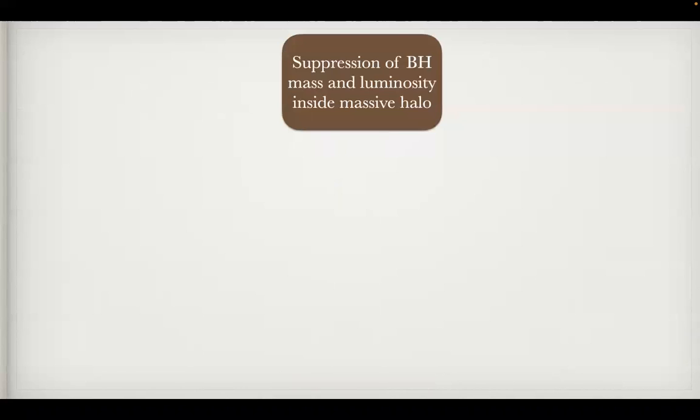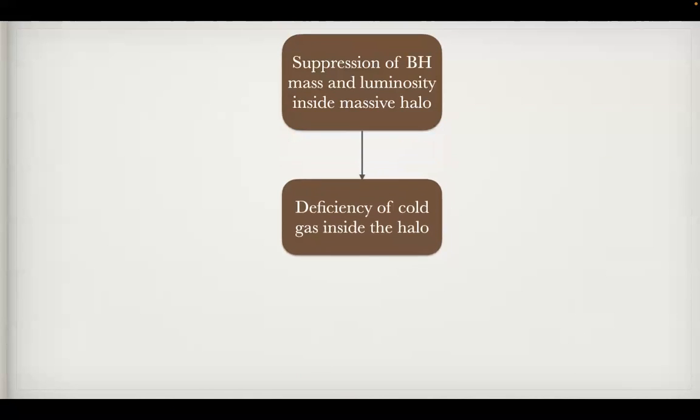So we basically see a suppression of the black hole mass and luminosity inside the massive halo. And this hints towards a deficiency of cold gas inside the halo, as we know that black holes primarily grow by accreting material from their surrounding medium and become more massive and luminous.